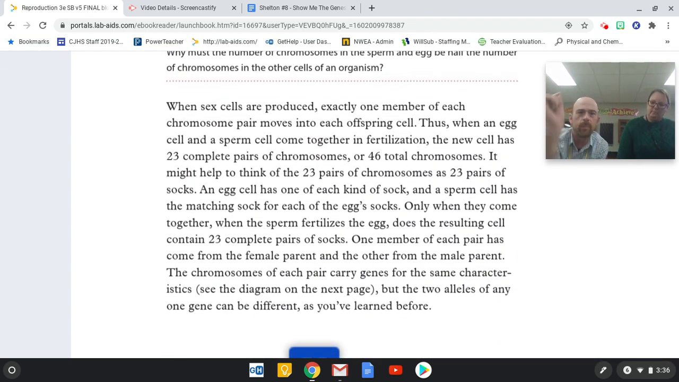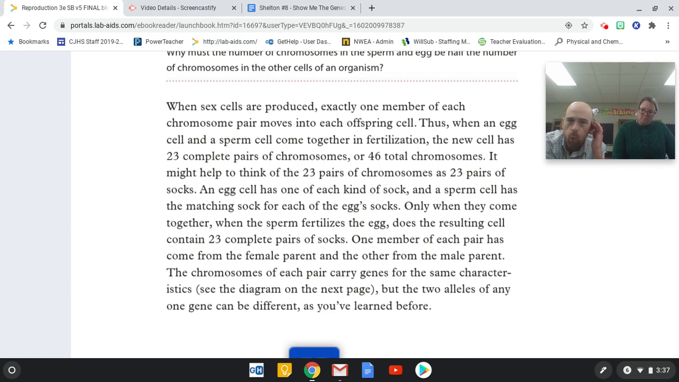When sex cells are produced, exactly one member of each chromosome pair moves into each offspring cell. Thus, when an egg cell and a sperm cell come together in fertilization, the new cell has 23 complete pairs of chromosomes, or 46 total chromosomes. It might help to think of the 23 pairs of chromosomes as 23 pairs of socks. Oh, I love this analogy. This is how I really got it.